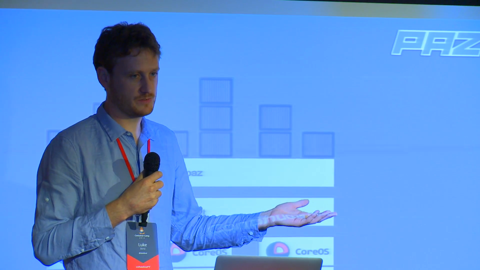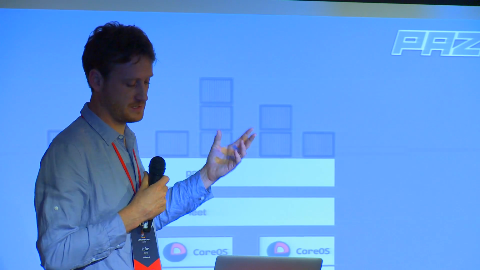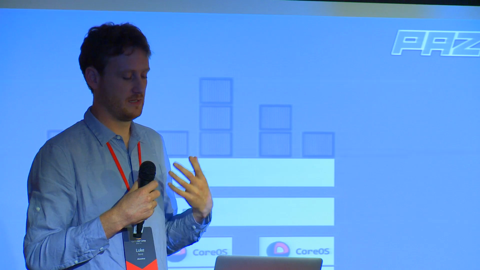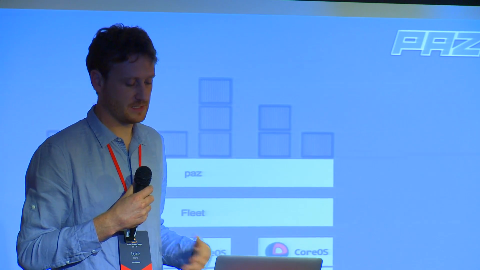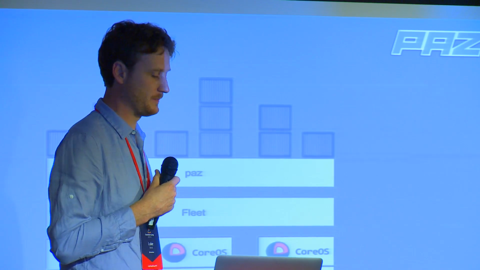So CoreOS is your operating system, Docker is your unit of deployment, and Fleet is your scheduler, and then PaaS is like the platform on top of that. It's like an infrastructure software platform, and gives you environments and a continuous deployment workflow, which I'm going to talk more about in a minute.